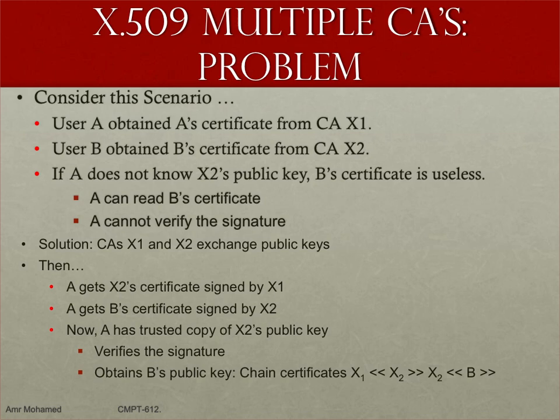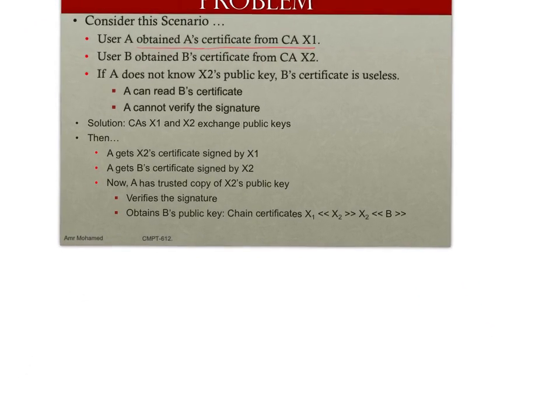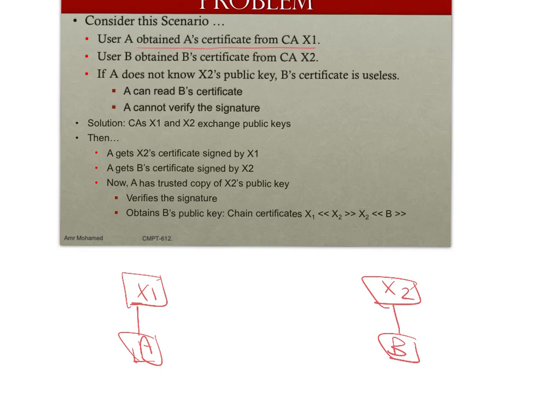So consider a very simple scenario. Later on, we will complicate that. A user A obtained A's certificate from certificate authority X1. So here we have A, and A has a certificate authority called X1. And now A has its certificate, signed by X1. Another user, B, has its own certificate signed by X2.